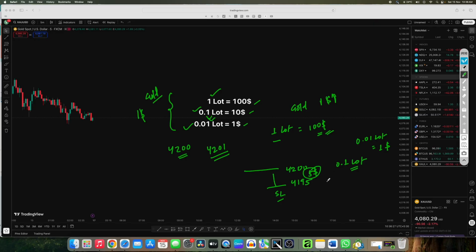So look, here you placed a trade and the market moved $5 down. What does this mean? If you are trading gold with 0.1 lot, then for every $1 movement in gold, your P&L changes by $10. So when price moves $5, your total profit or loss will be $50. Here, this will be your loss of $50 when your sell hits.